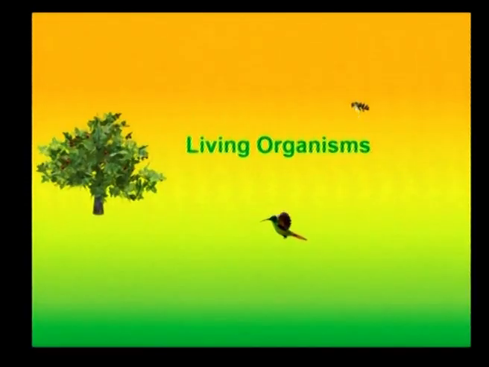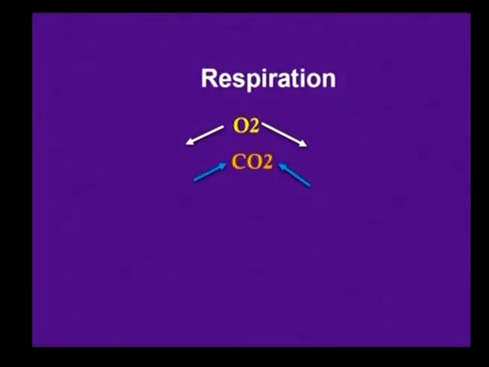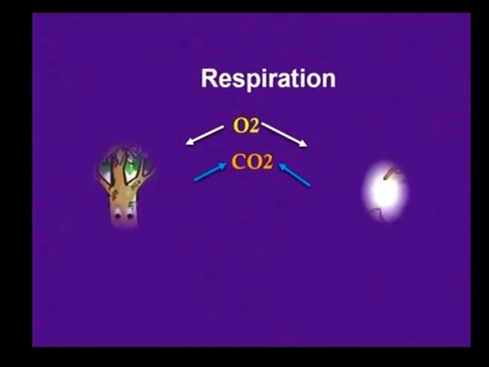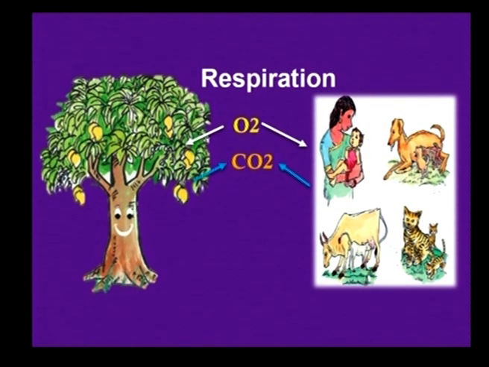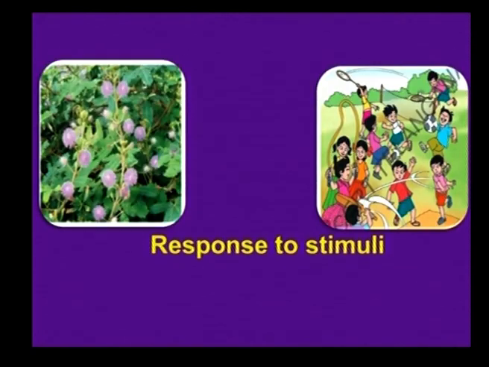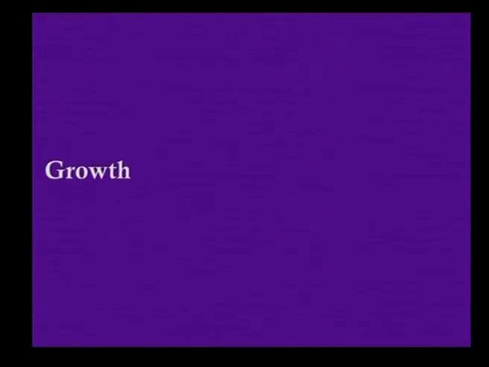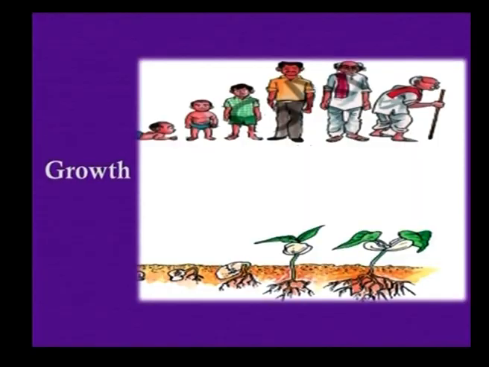We are living in a world of living and non-living things. Plants and animals are living organisms. Do you know the characteristics of living organisms? Come, let us know. Respiration is the important life process. Plants and animals take in oxygen and give out carbon dioxide during respiration. It is the basic life process. Response to stimuli is shown in plants and animals. Another important feature of living organisms is growth. Animals grow up to a certain age, but plants grow till the lifetime.